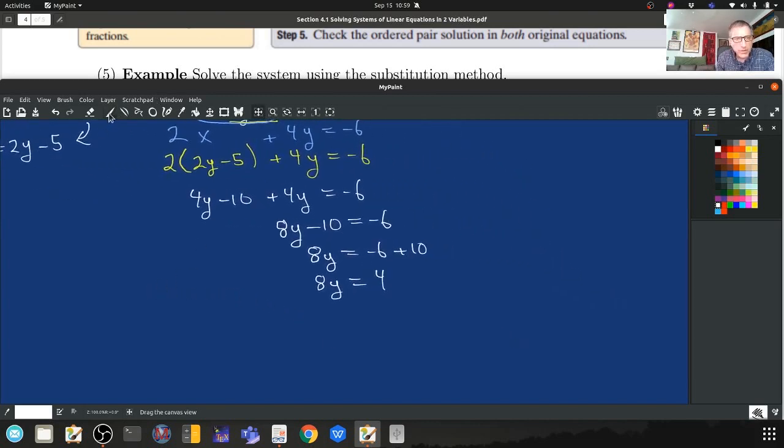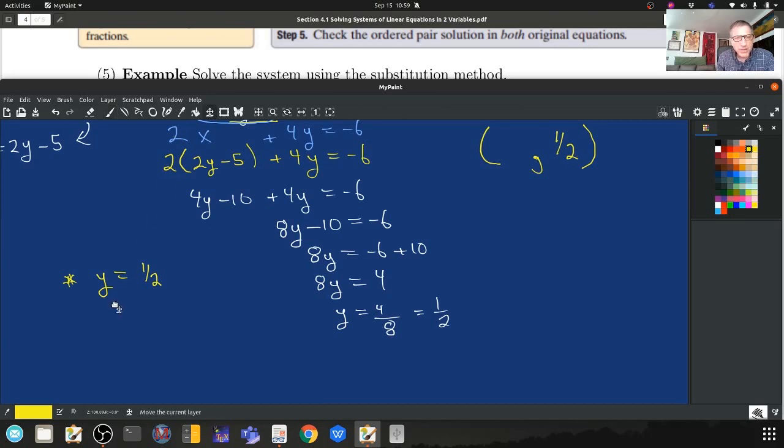Let's go ahead and solve for y. We're going to divide both sides by 8. So y is equal to 4 divided by 8, which you should always reduce to 1/2. Now I know, this is important information, so important I want to star it. y is equal to 1/2. So if I have an ordered pair solution, my y value is going to be 1/2.